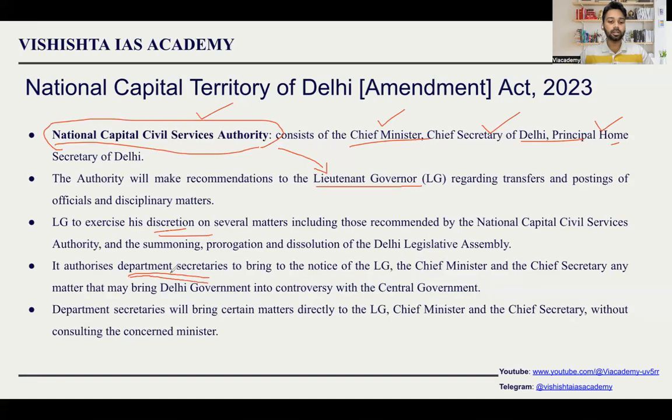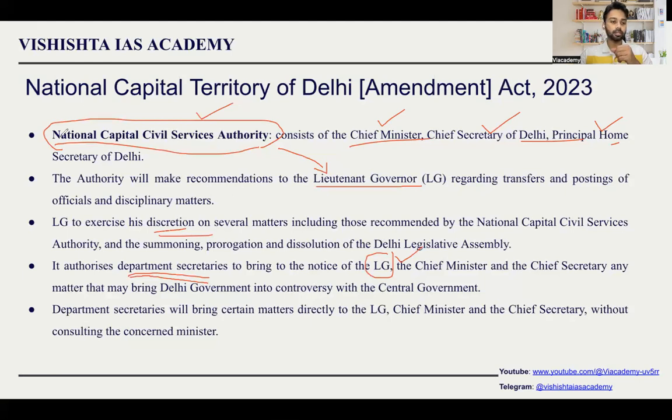According to the recent amendment, these department secretaries can directly go to the Lieutenant Governor if they are having any kind of problems, or if they want to discuss anything. Directly they can go instead of going to the ministers. So this gives more power to the Lieutenant Governor.